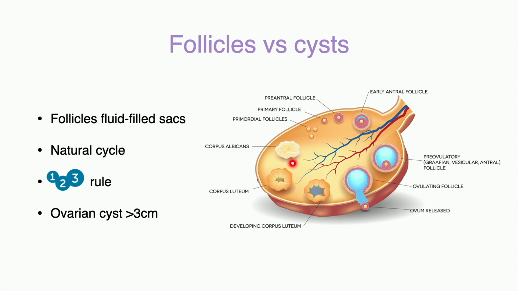In parallel, we also see changes in the ovaries. The ovaries contain follicles that appear as fluid-filled sacs. During the natural cycle, you can easily apply the 1-2-3 rule. The visible follicles on ultrasound can be up to 10 millimeters in size. The dominant follicle can reach up to 2 centimeters. When the dominant follicle does not rupture, an ovarian cyst can occur. This is then larger than 3 centimeters.